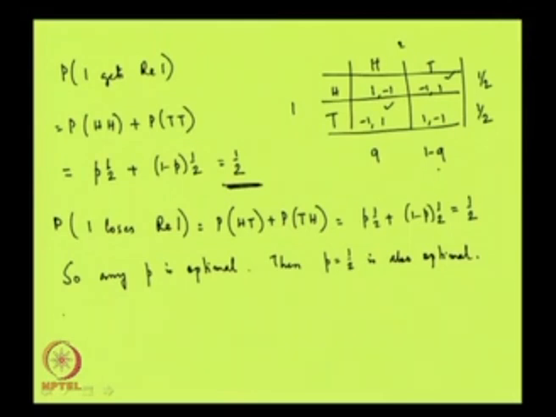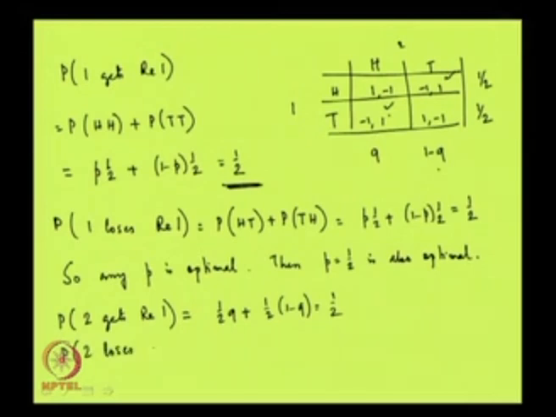Now, in this case, the probability that 2 gets 1 rupee, in this circumstance and this circumstance, what is the probability of that? Half Q plus half 1 minus Q, which is half. And similarly, one can show that 2 loses 1 rupee, that probability is also half. I am not going to show this last one, but it is easy to show that.